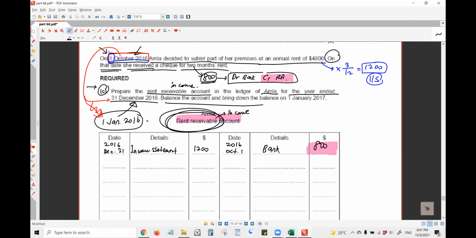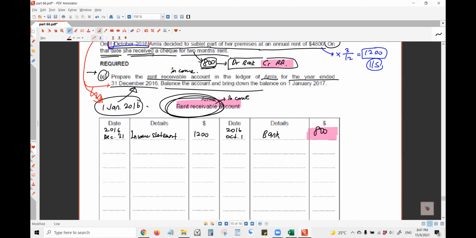Now, lastly, we have to have the closing balance. Very easy. Just balance it, then you get the answer. Then we are done. After that, I will show you the next level of question, questions of the next level of challenge.